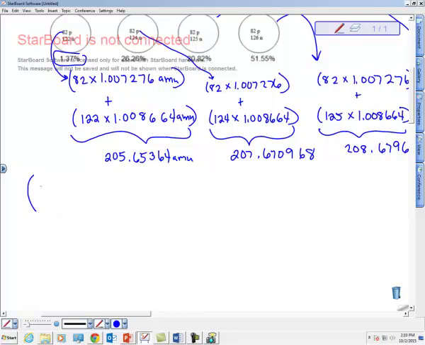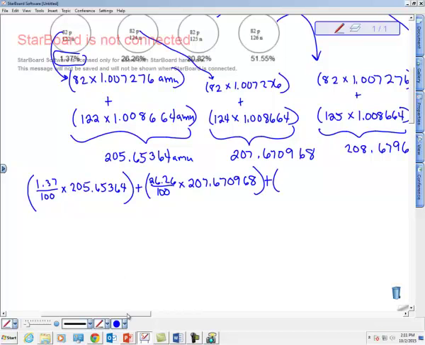We're going to take that percent, 1.37, divide it by 100, and times it by the mass of the isotope. The exact mass was 205.65364. Put a plus sign in between. Let's do that second one: 26.26% divided by 100 times the mass of that second one, 207.670968, close parentheses, plus sign.